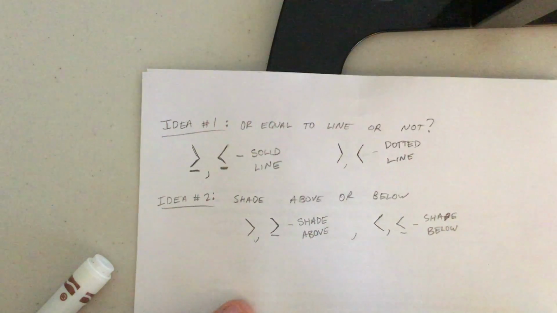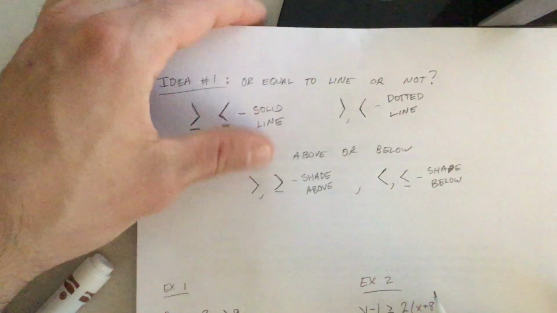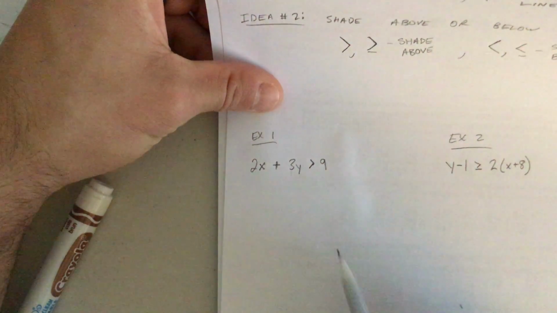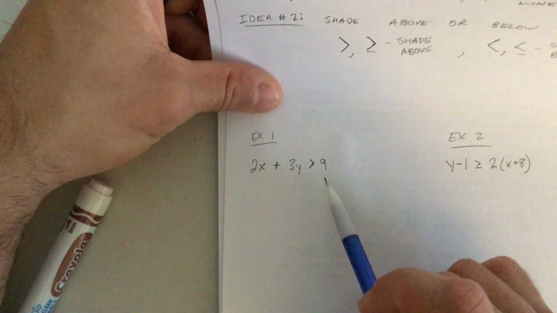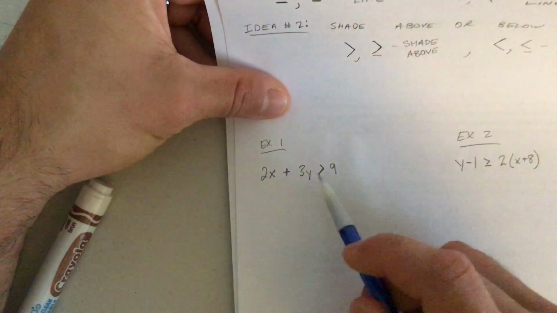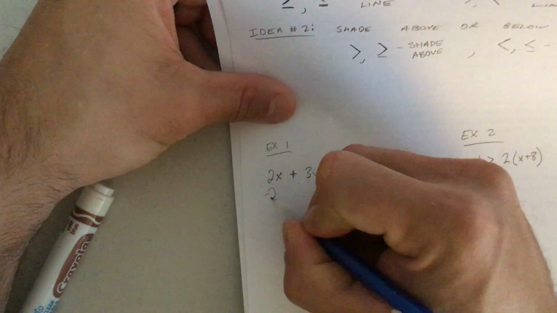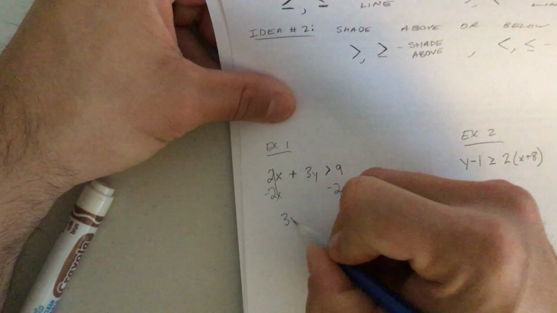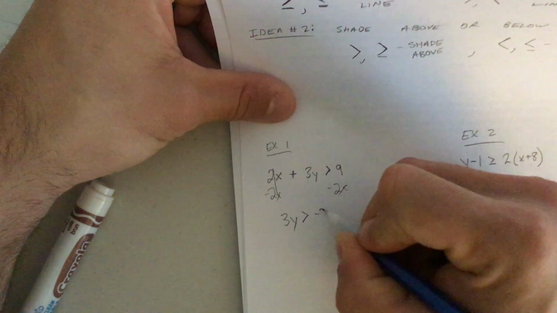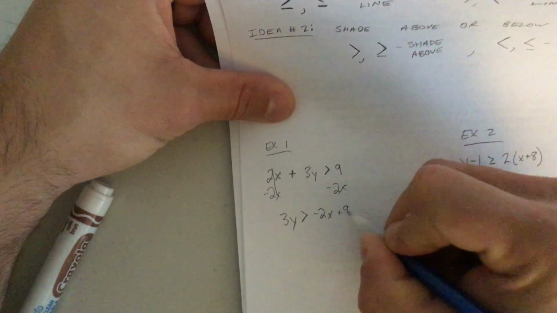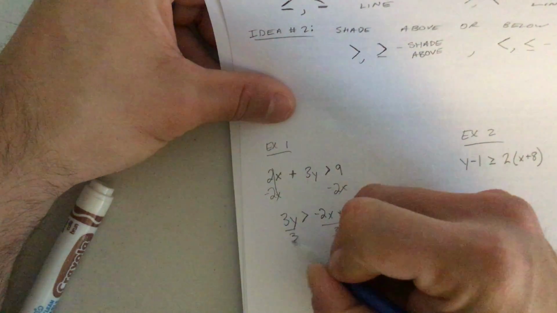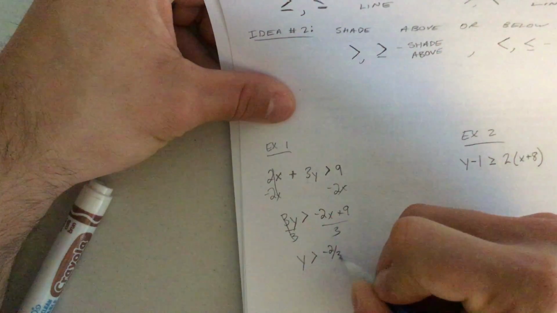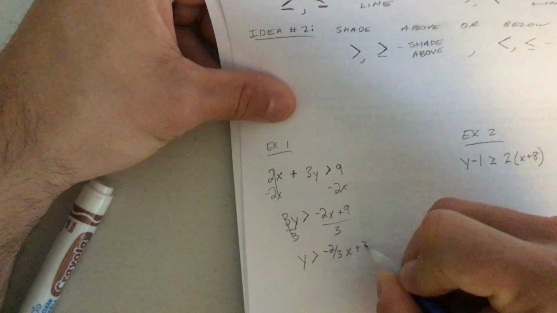Okay. We'll rip through two quick examples. Once again, nothing new here. So we have 2x plus 3y is greater than 9. I want to solve this for y, so I'm going to go pretty quick. I'm going to subtract 2x from both sides. We get 3y is greater than negative 2x plus 9. I'm going to divide both sides by 3. y is greater than negative 2/3 x plus 3.